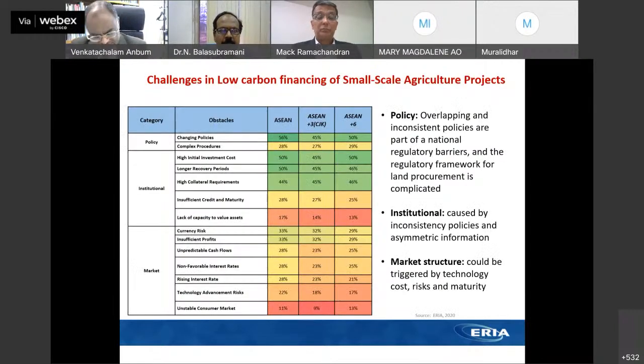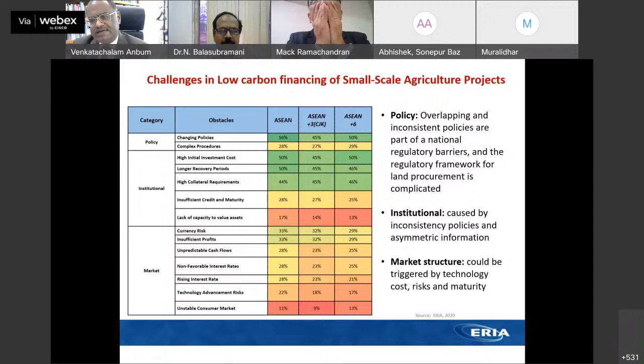And here at the institute, we studied what difficulties institutional investors face in terms of low carbon financing. We find there are three types of barriers. One is policy barriers. For example, in the case of India, the national agriculture policies and the domestic or state level policies may not be coherent or integrated.